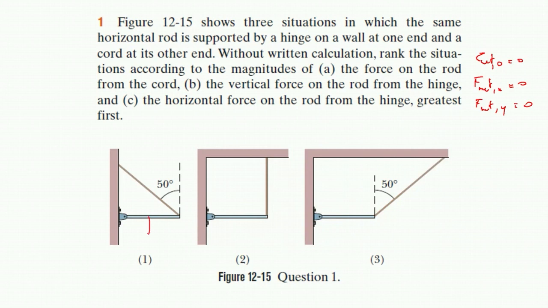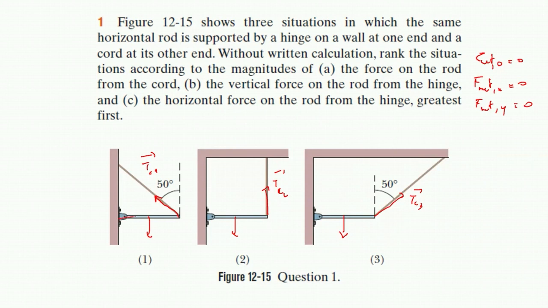So this is the weight mg, applied at the same point. Now the question is, I want to rank this tension here: TC1, TC2, and TC3. I'm doing it very fast, and my handwriting is very bad on the tablet, so bear with me, and redo these problems.